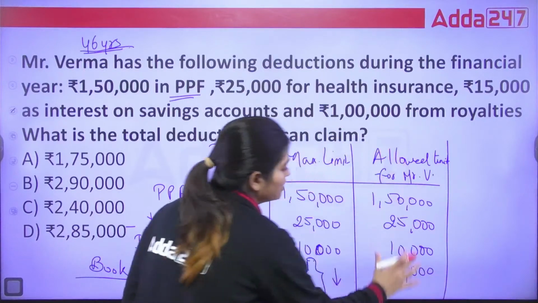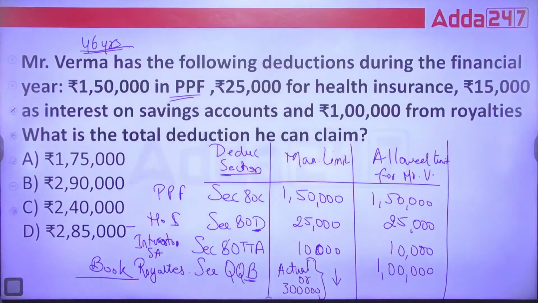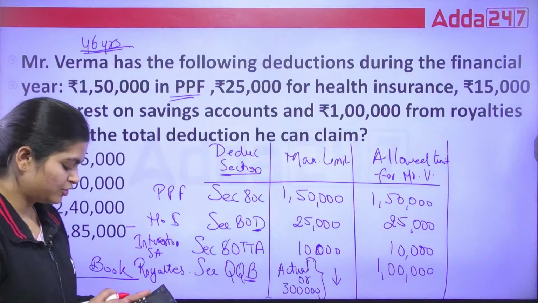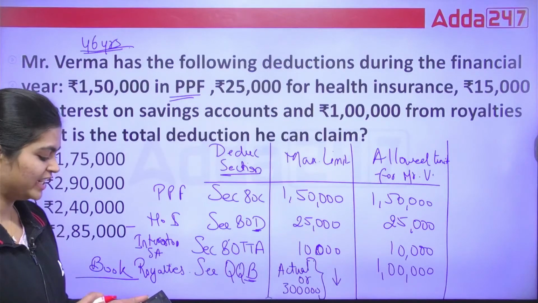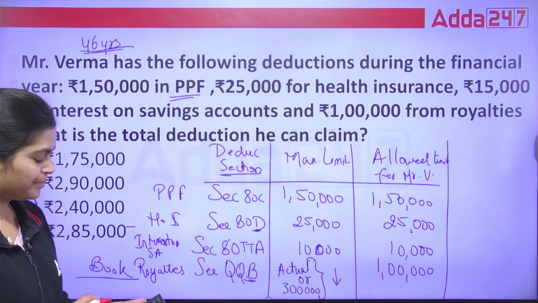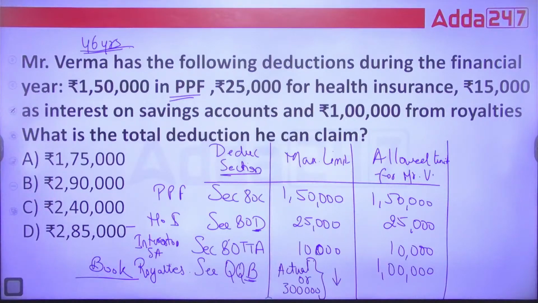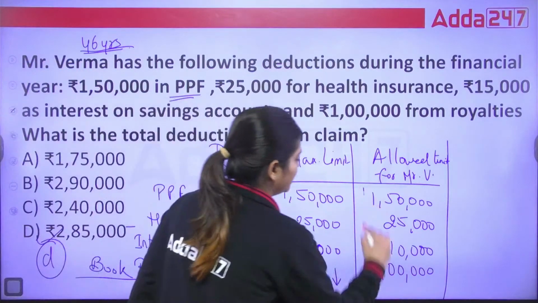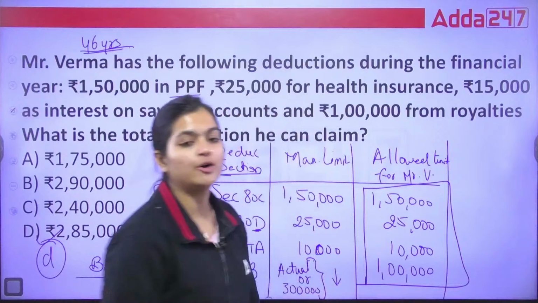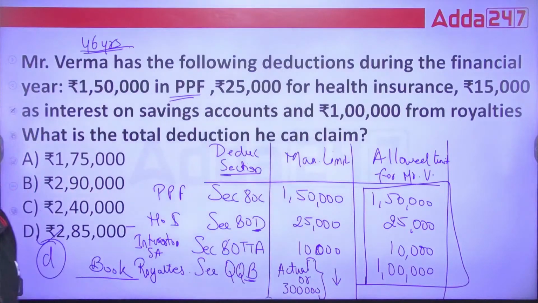So this is the overall deduction amount: 1,50,000 plus 25,000 plus 10,000 plus 1 lakh. That is 2,85,000. The maximum deduction Mr. Verma can claim and is eligible for is 2,85,000. Okay, so this is how we need to calculate. Yes, correct.